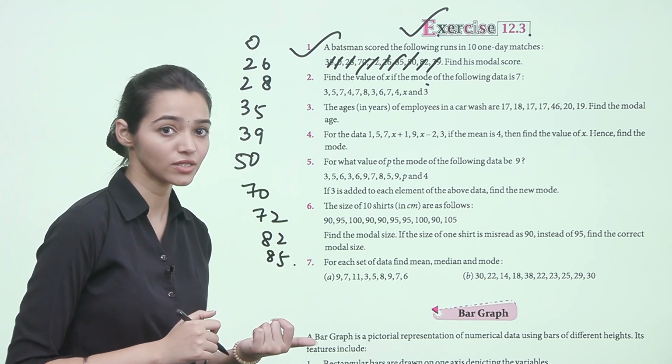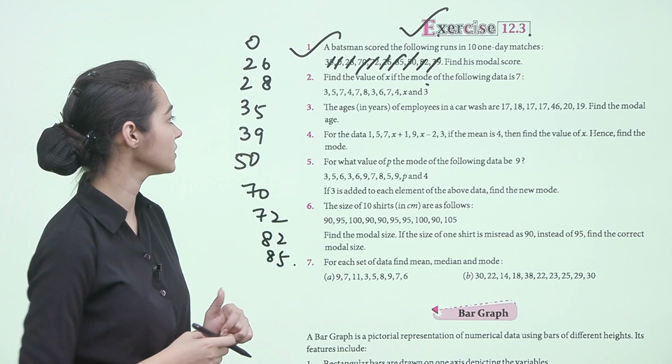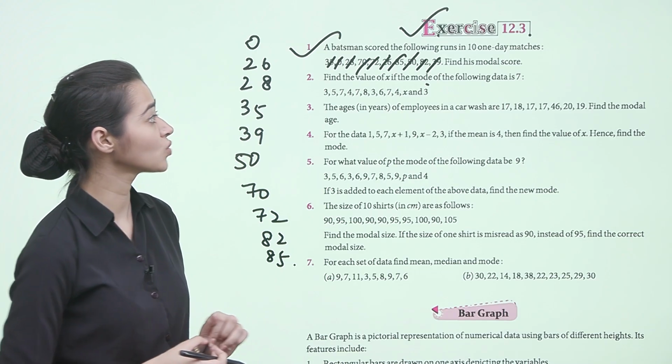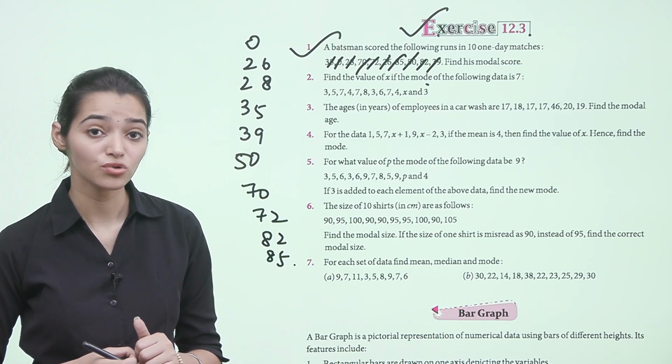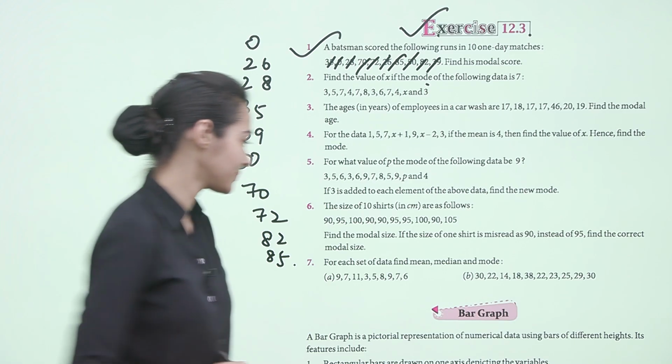Firstly, we arrange them in ascending order. Now, the frequency that has come the most number of times is our modal marks. There is no number that has come the most times, so there is no modal score. That's how we can solve the remaining ones.